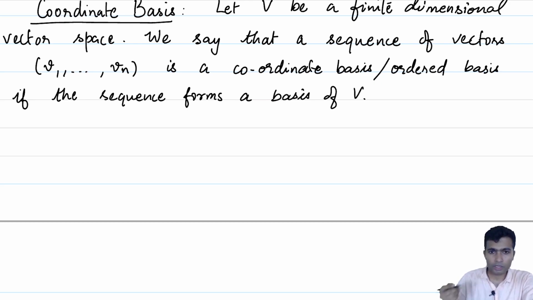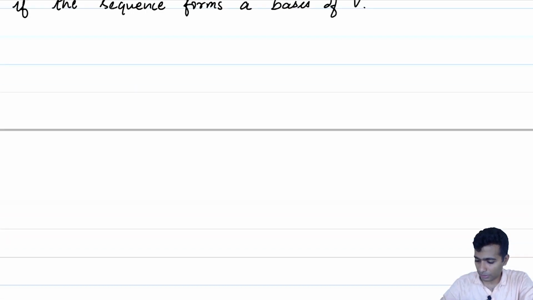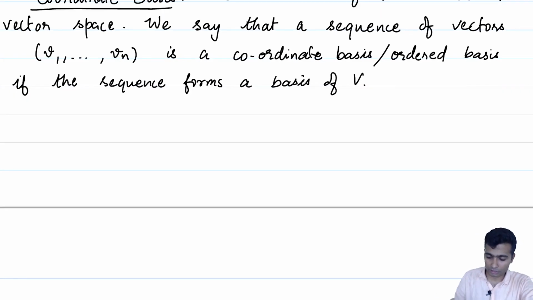So, from your knowledge of real analysis, you would realize that if two elements in a sequence are interchanged, the sequence has technically changed. So, that is exactly what will reflect here as well. So, if the order in which we consider the basis changes, the coordinate basis changes, even though the vectors needn't have changed. So, let us give a few examples to illustrate all that we just saw.